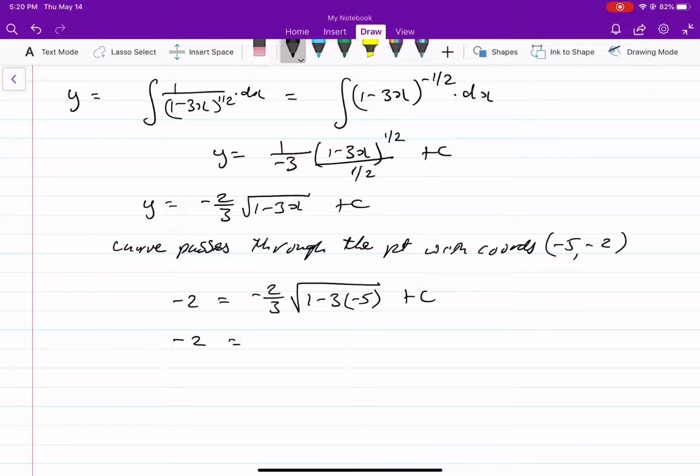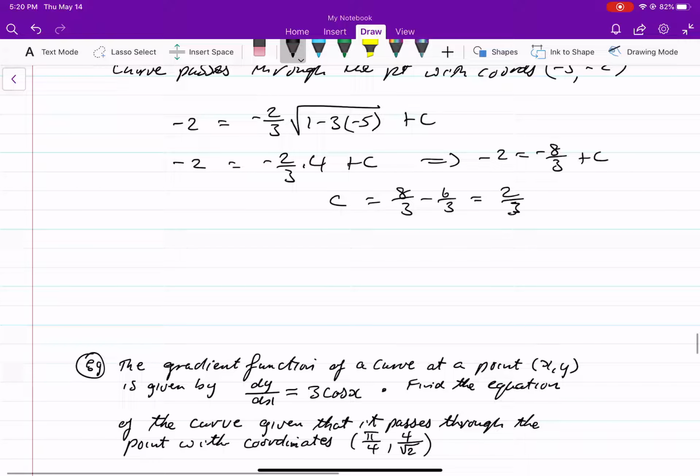Minus 2 is equal to minus 2/3. Okay, what's under the square root? Minus 3 by minus 5 is 15, plus 1 is 16. Square root of 16 gives me 4 plus c. Minus 2 is equal to minus 8/3 plus c. Making c the subject, c would be a positive 8/3 minus 2, and 2 is 6/3, which gives me 2/3.